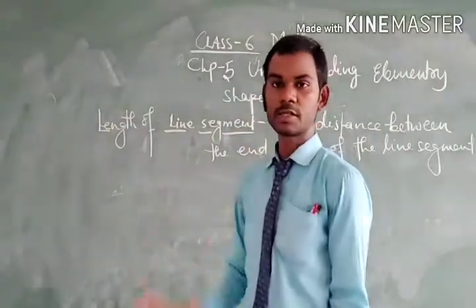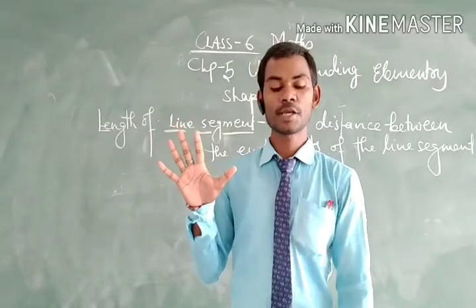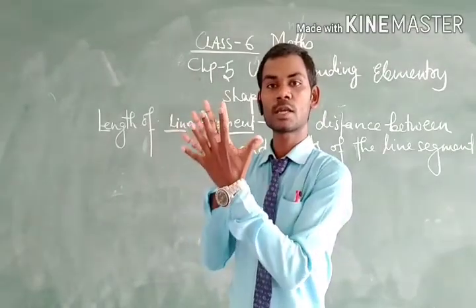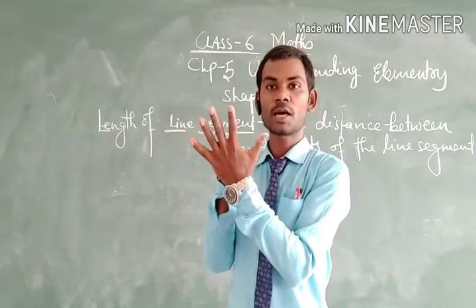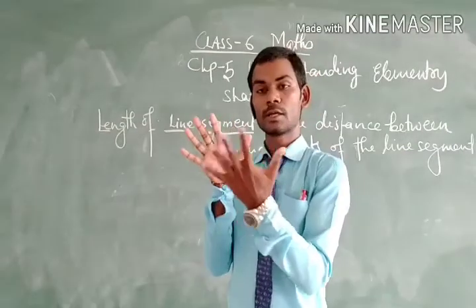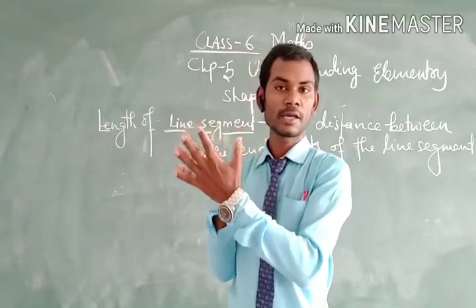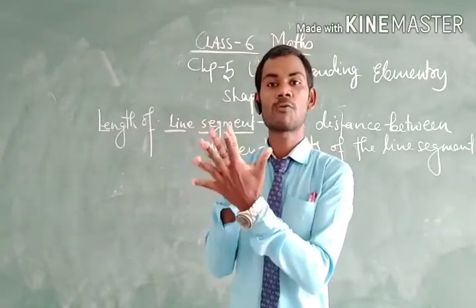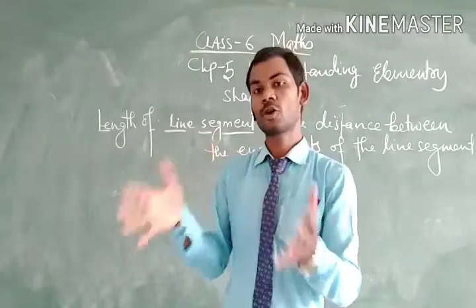Just suppose that this is your right palm, and if we place our left palm in front of this, then our left palm completely occupies the palm of the right hand. That means the left hand is congruent to the right hand, because the right hand is completely occupied by the left hand. That is why they are known as congruent.